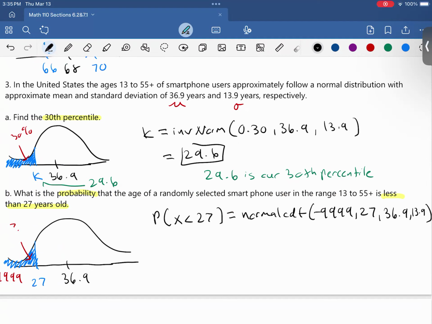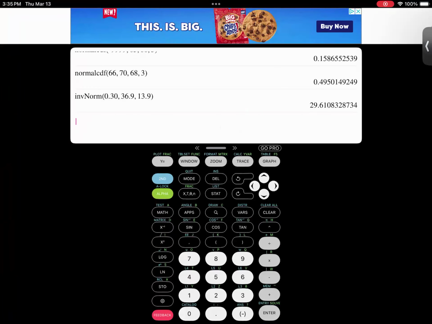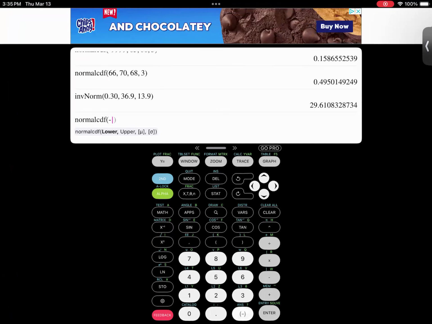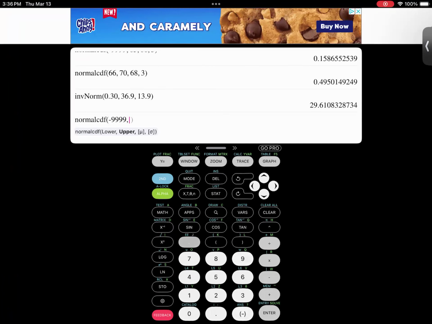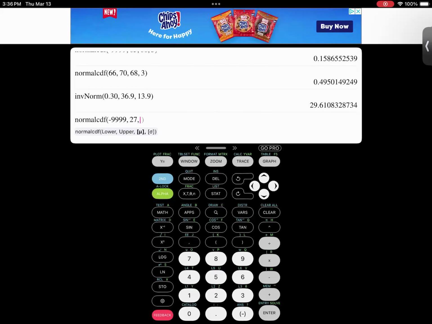So let's jump to the calculator and put this in here. Second vars, normal CDF, negative 9,999, 27. Our mean is still 36.9, and our standard deviation is 13.9. So we hit enter and we get our probability, 0.23816. So we're going to round to 4 decimal places.